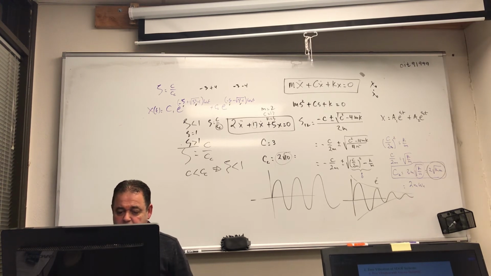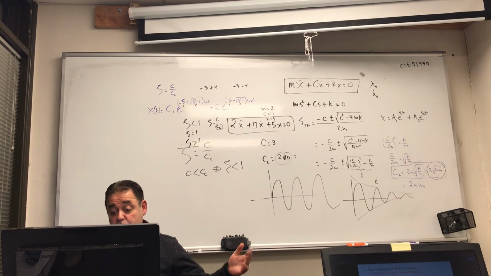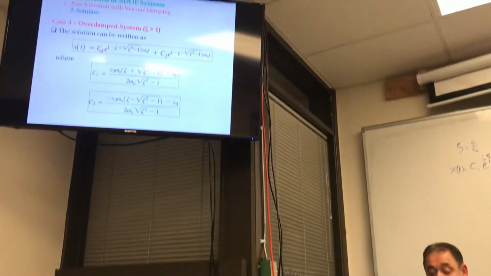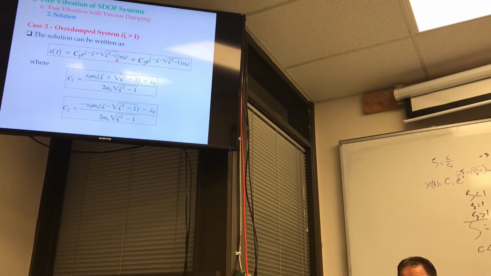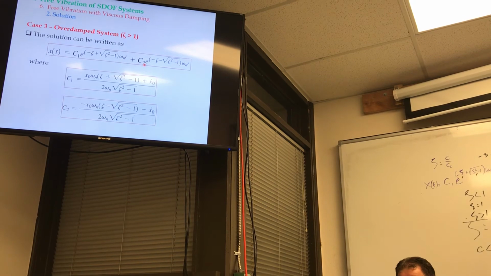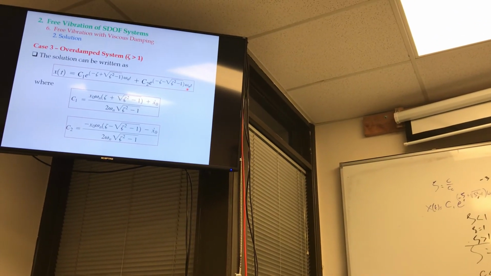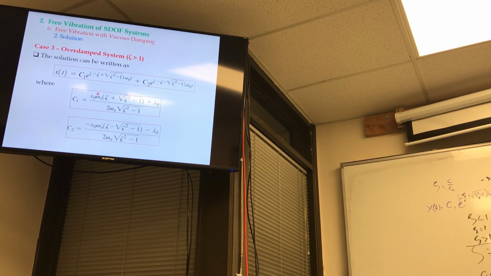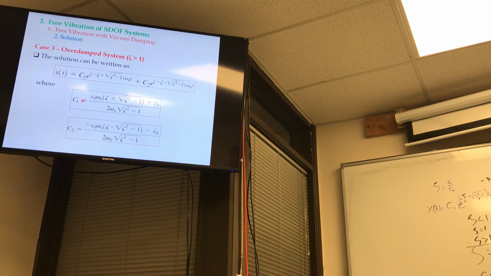So for the overdamped case, because we have two roots that are real, and remember we talked about this before, it's C1 exponential root 1 times t plus C2 exponential root 2 times t. And again, this problem has been worked out already in the book. You still have to figure out what C1 is and what C2 is, and you can get those by applying the initial conditions.